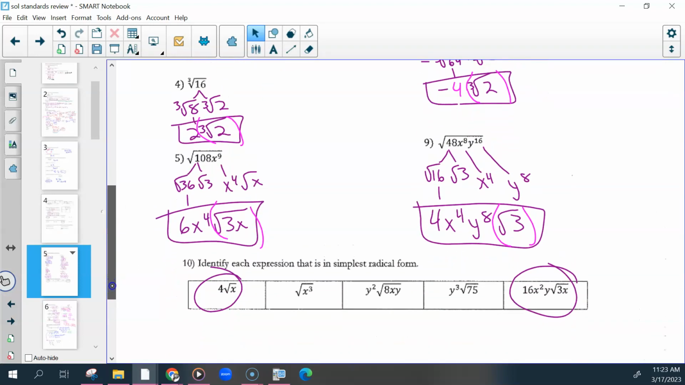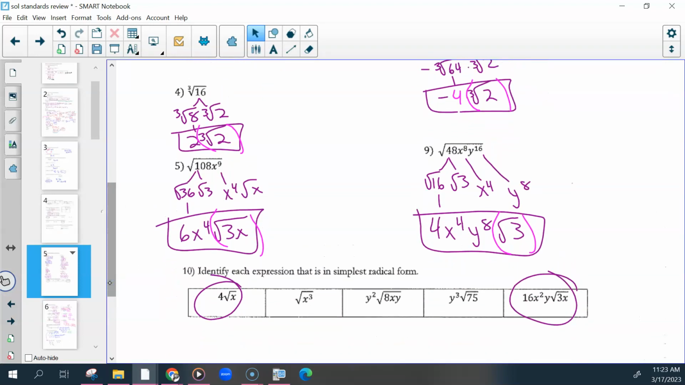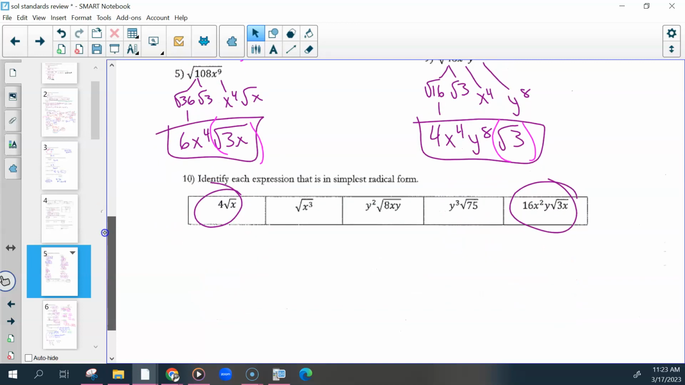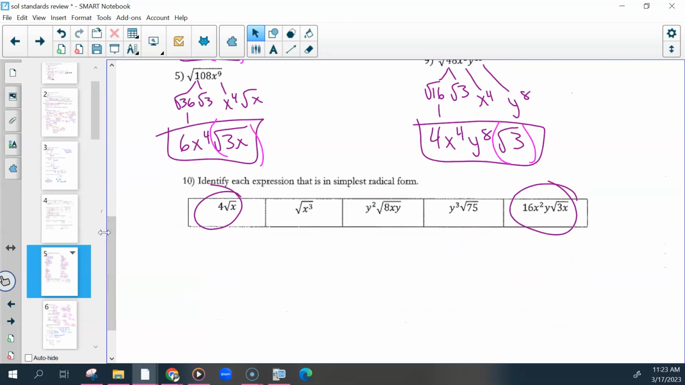And then 10 cannot be done in the calculator because you'll have to be able to factor them or find the factors, see can this be broken down more. X to the 3rd, you could take out an x. 8 you could factor down or find the highest perfect square. Same thing with 75, so your answers are the first and the last.